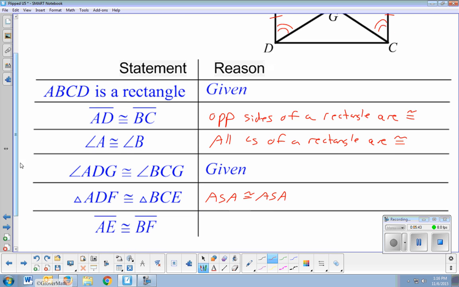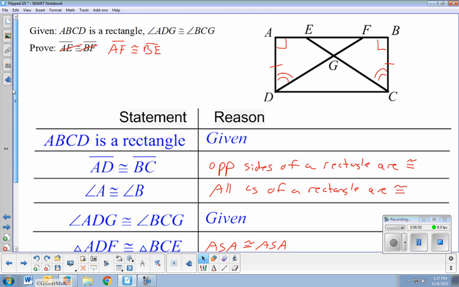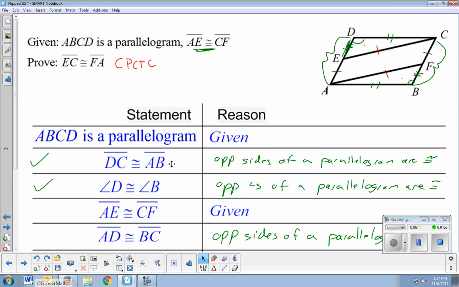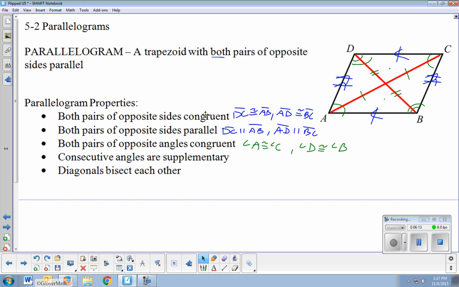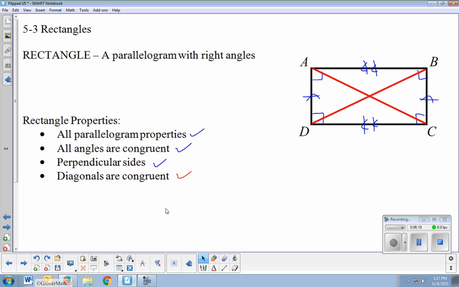But then we wanted to prove AF and BE. But again, this is from my old one, so AF is congruent to BE with CPCTC. And so that's it for that one. So this is basically it. Like I said, if you can remember the properties of the rectangle, the special properties, all angles congruent, perpendicular sides, diagonals congruent, and then all of the properties from the parallelogram, you have to remember they're all there too. If you can remember all the properties, that's really what makes these questions easy.